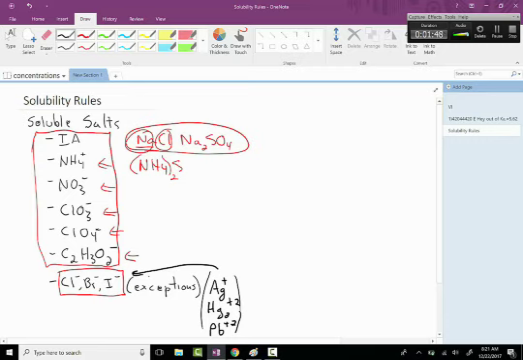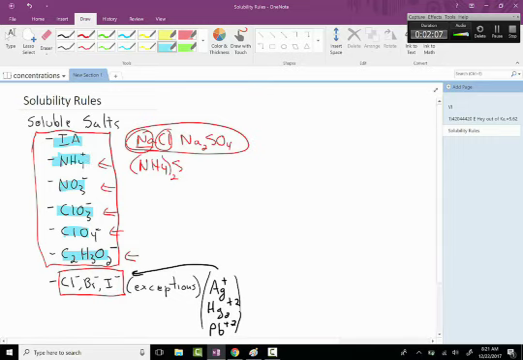Be aware that there may be a few exceptions in this group here, but they're few and far between. It's really not going to be a problem with us. Okay, so those are the soluble salts. Now all we have to do is list out the insoluble salts.